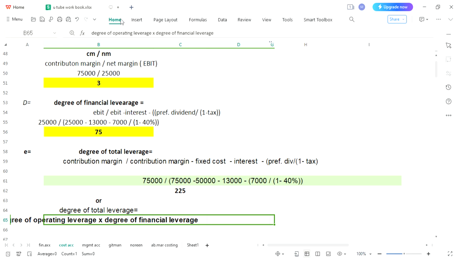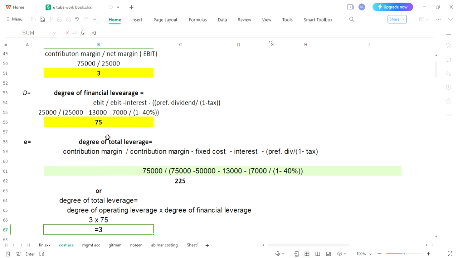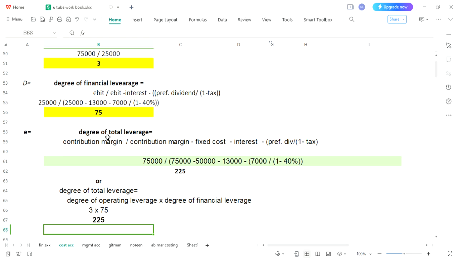So simply both leverages would be multiplied and you will get your answer. Degree of operating leverage was calculated over here, which was 3, and you need to multiply degree of financial leverage. Look over here, this was 75, put over here, and this way you can calculate your degree of total leverage as well, 225.